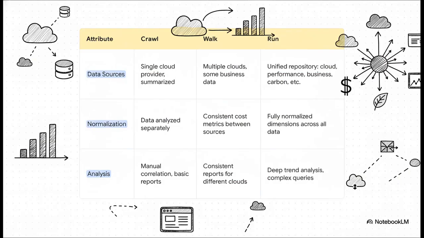Let's break this down just a bit more. When you're in crawl, you're looking at data from one cloud, probably in a silo, and the analysis is all manual. As you move to walk, you start pulling in multiple clouds, maybe some business data, and you can create more consistent reports. But the run stage? Oh, this is where it gets incredibly powerful. You've got a single repository where all your data is fully normalized. This is what lets you do deep trend analysis and ask really important questions like, what is the exact cloud cost per daily active user for our new feature, and how does that number correlate with its carbon footprint? You just can't answer that before you get to run.